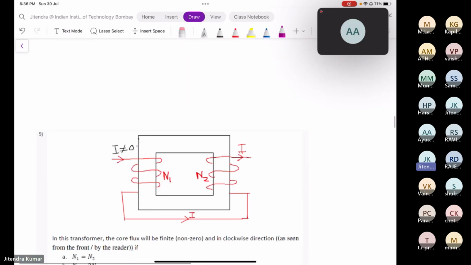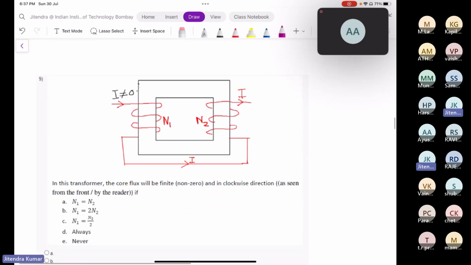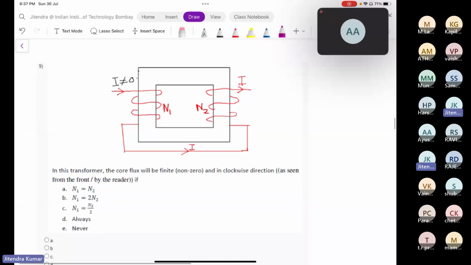Okay. So again, the ninth problem is similar to the eighth problem, but here we are required to have finite flux in the clockwise direction. So we need some flux in this direction.